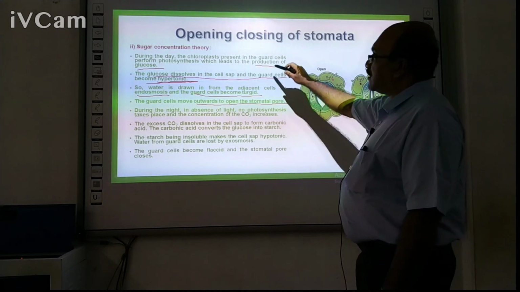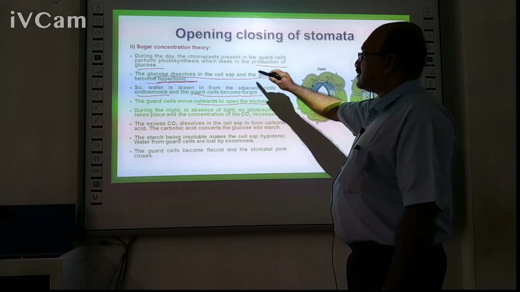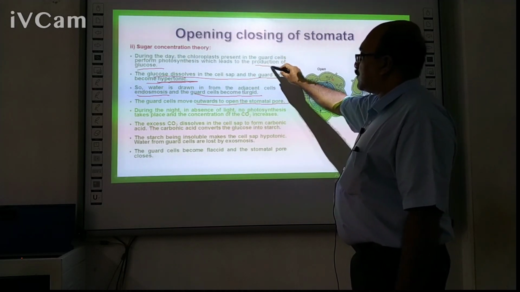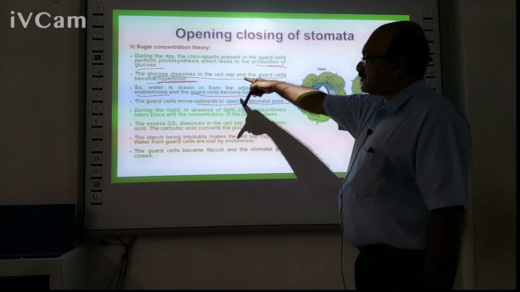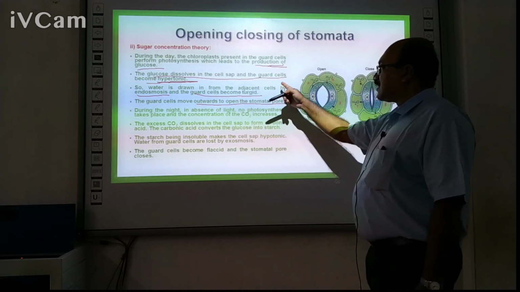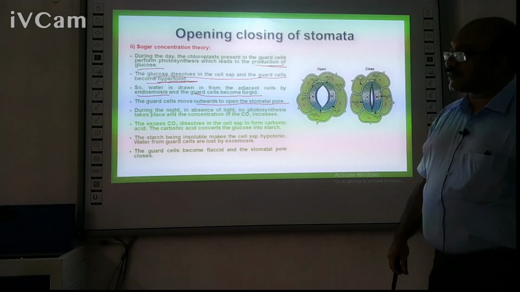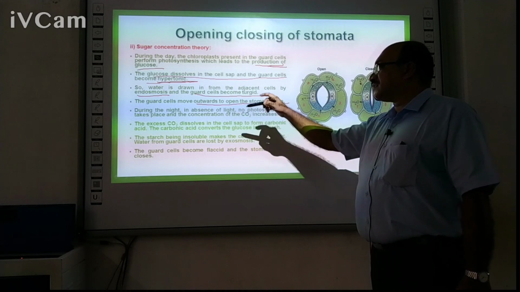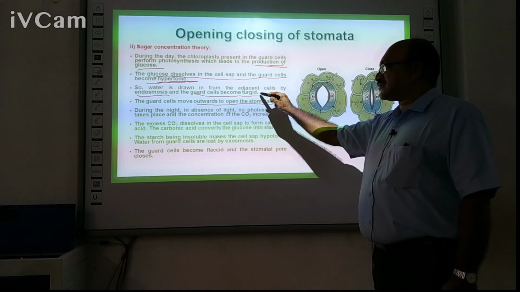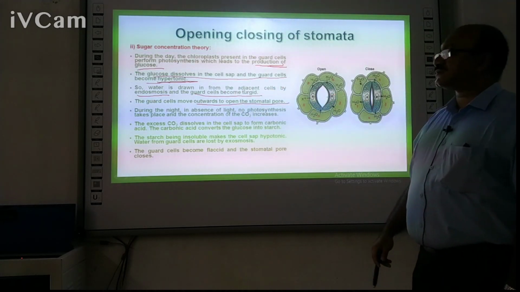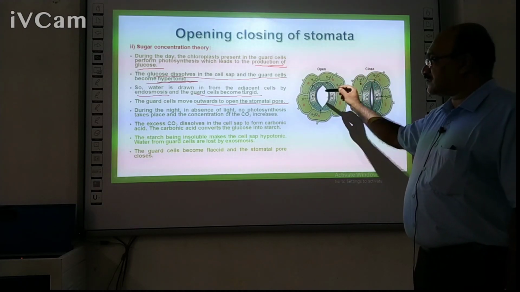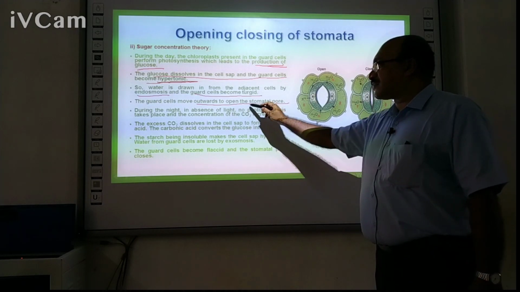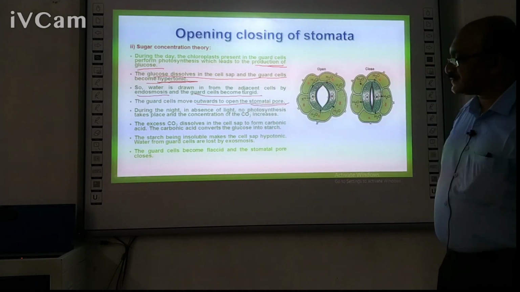Again, the guard cells contain chloroplast. They trap the solar energy, perform photosynthesis and produce glucose. Glucose dissolves in the cell sap and the guard cells become hypertonic. As it becomes hypertonic, water enters into the guard cell from the adjacent cells by endosmosis. The guard cells become turgid, the inner walls move apart and the stomata opens.